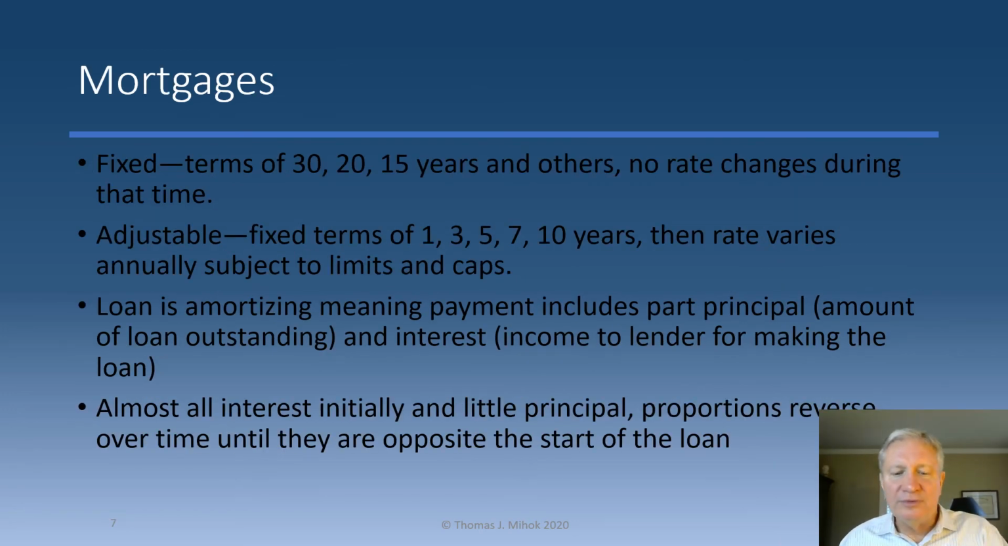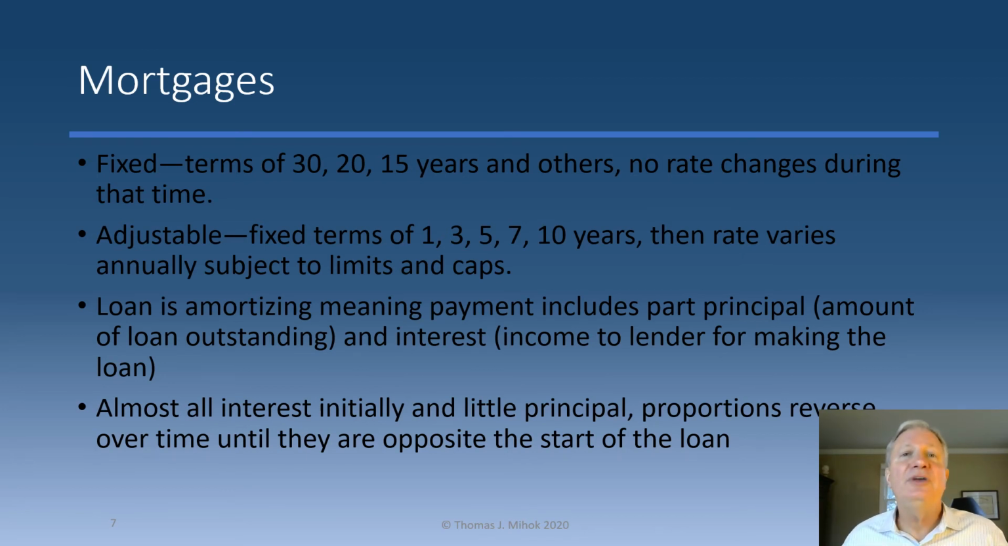Mortgages come in terms of 30, 20, and 15 years, and others, 10 fixed mortgages. And there are no rate changes during that time. Adjustable mortgages have fixed terms of 1, 3, 5, 7, and 10. Maybe others. Those are the most common. The rate is fixed for that term, and then it varies subject to certain limits and caps. So it's not going to jump 10% in 1 year, but it can jump maybe 2% or maybe even a little bit more. And there are limits, annual limits, on how much the rate can increase.